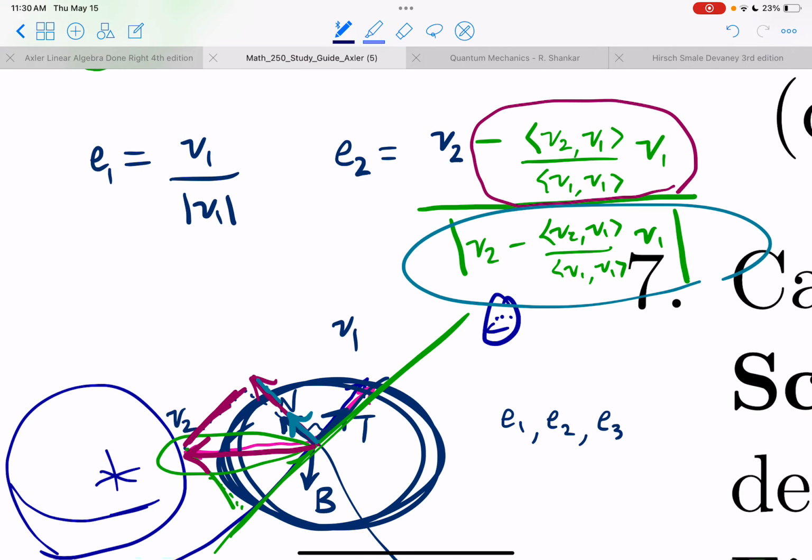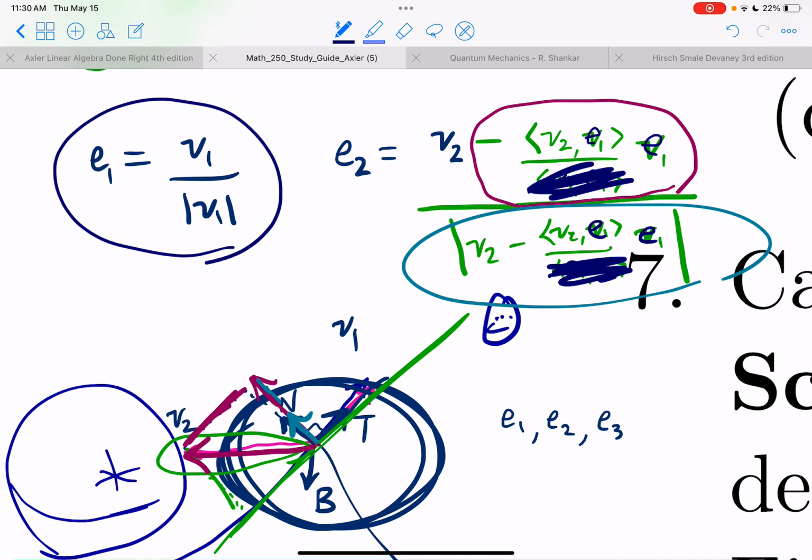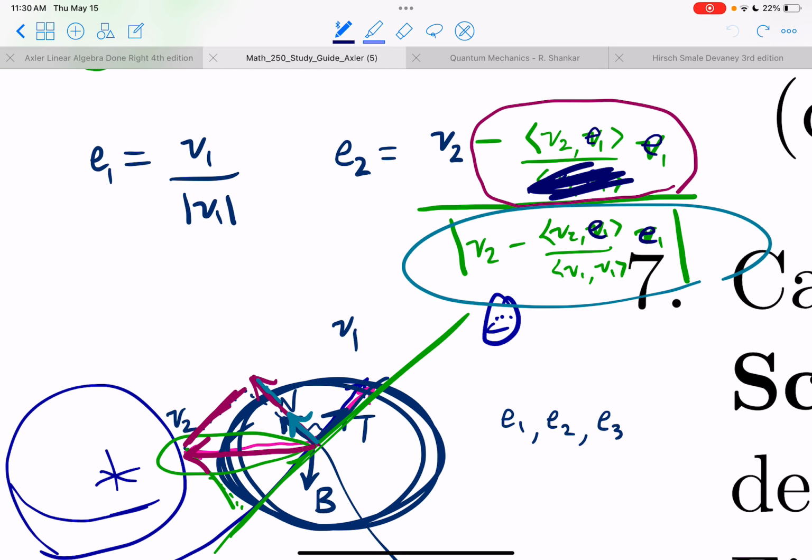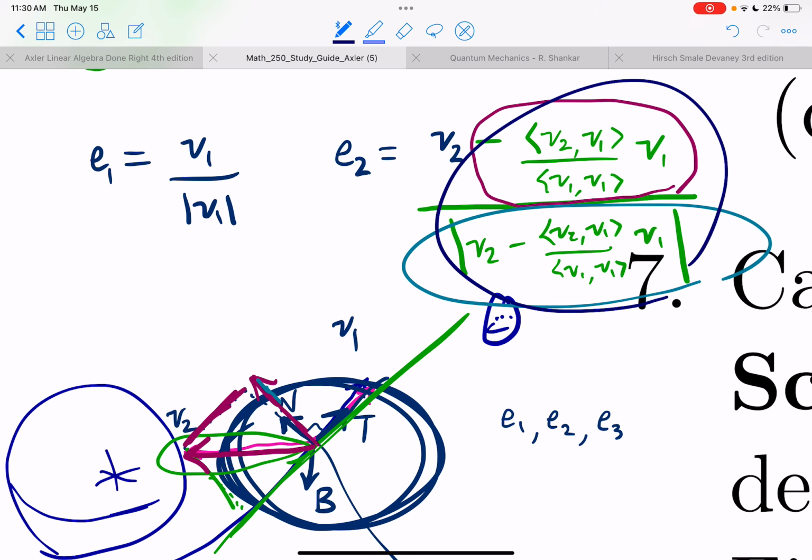Now, the nice thing is, if instead of V1, we used E1 here, then we could do the whole thing with E1 dotted with E1, but that is a 1. So then the formula looks a little simpler. If we use the already normalized vector, our denominator is not needed, okay? But we don't have to use the normalized vector. We could use the original vectors.